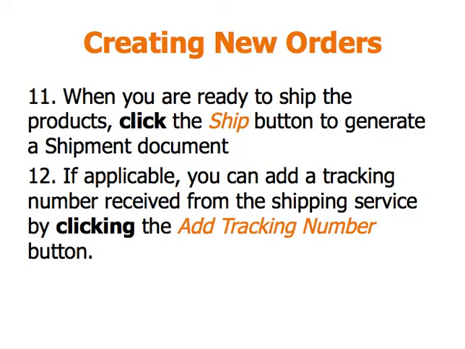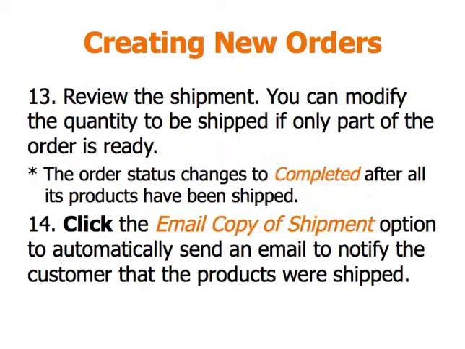Now, when you are ready to ship the products, click the Ship button to generate a shipment document. If applicable, you can add a tracking number received from the shipping service by clicking the Add Tracking button. Simple stuff. Now, review the shipment. You can modify the quantity to be shipped if only part of the order is ready, for instance, and then the order status changes to completed after all its products have been shipped.